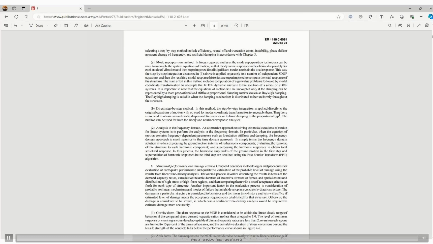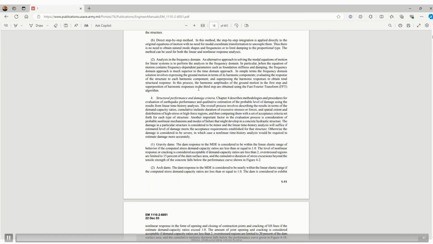Whatever constraints we have provided in the model will be considered as the boundary condition for that particular model, instead of mode shapes. Thus there is no need to obtain natural mode shapes and frequencies or to limit damping to the proportional type. So we don't have to use the Rayleigh proportional damping mechanism. The method can be used for both linear and non-linear response analysis. We'll be doing the linear time history analysis here. Then for the analysis, you can have a look at it.